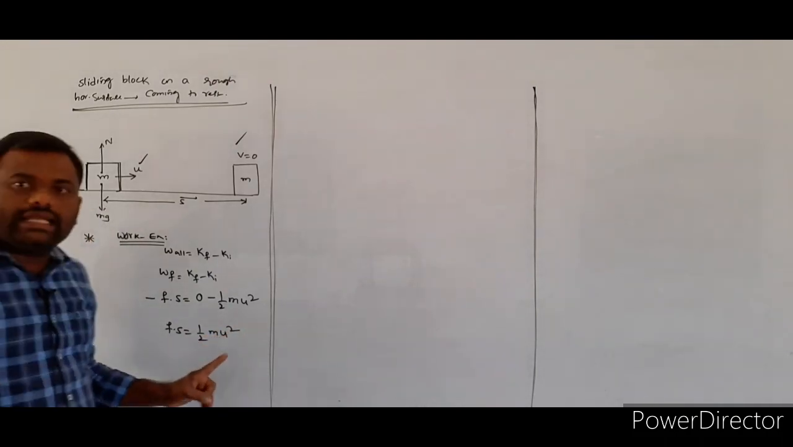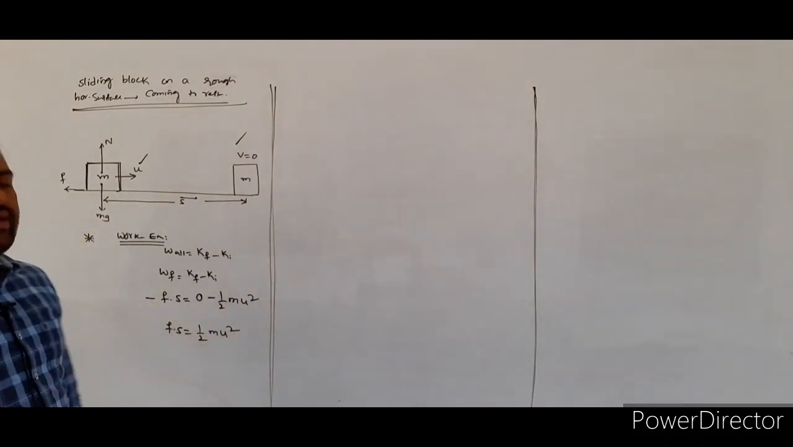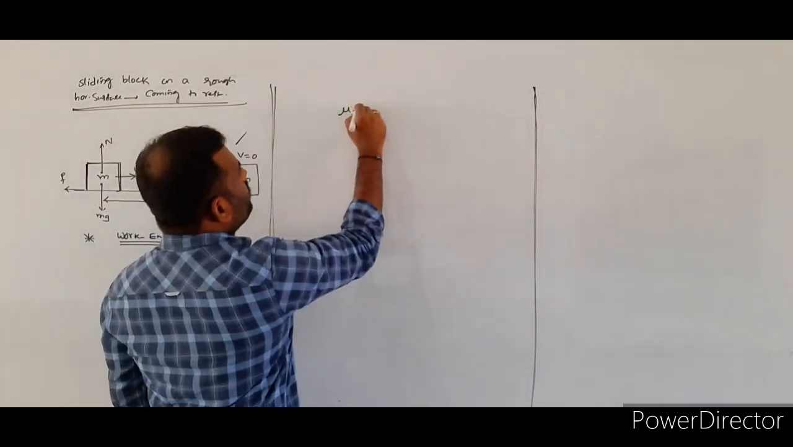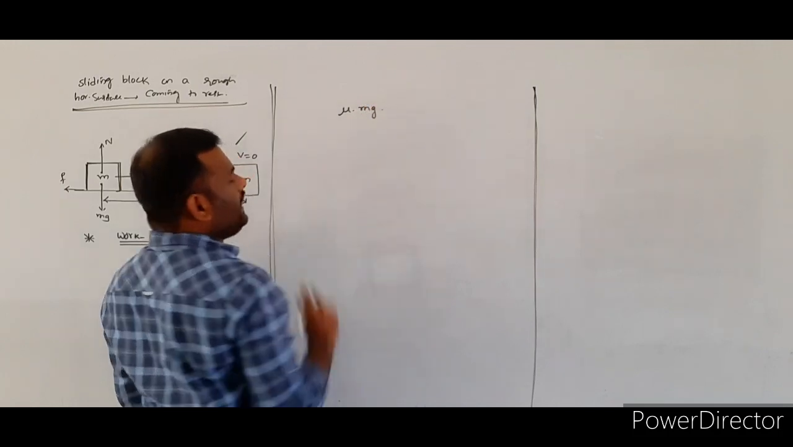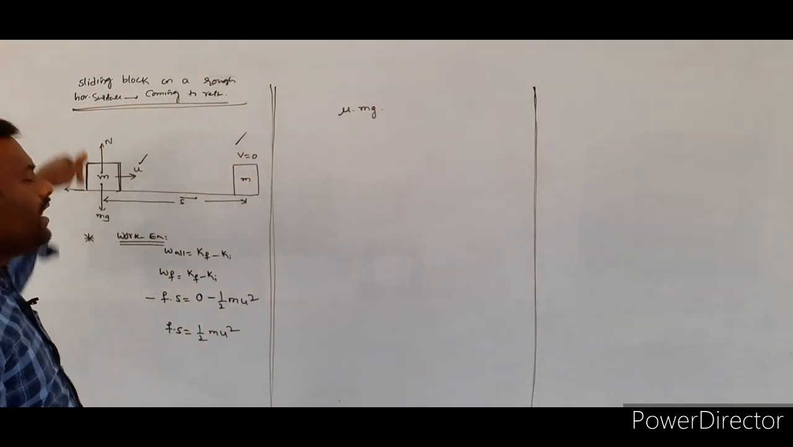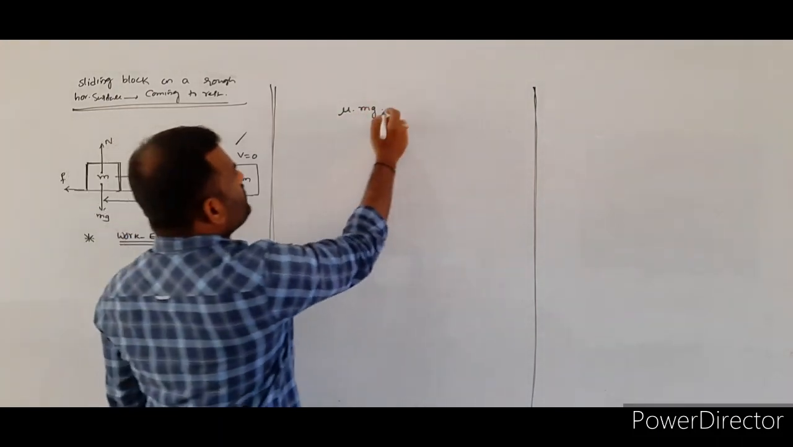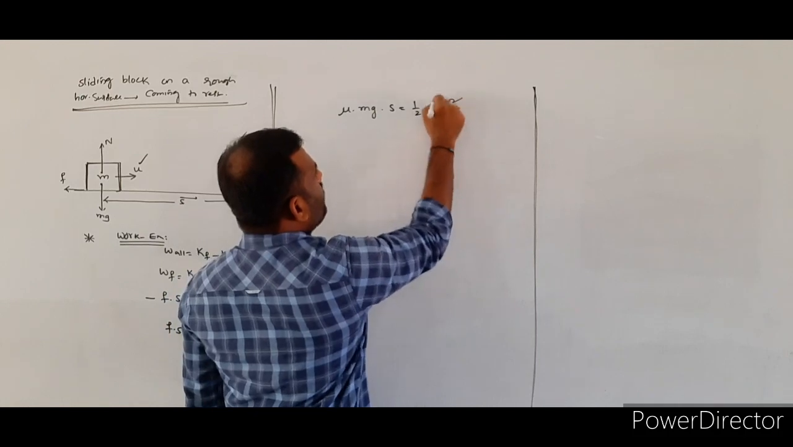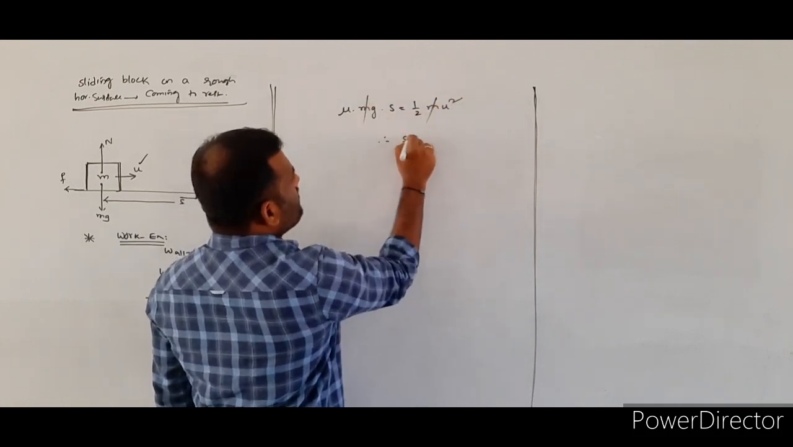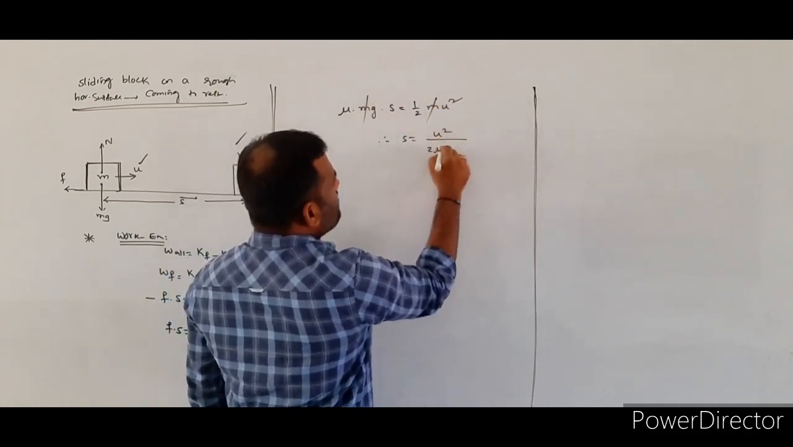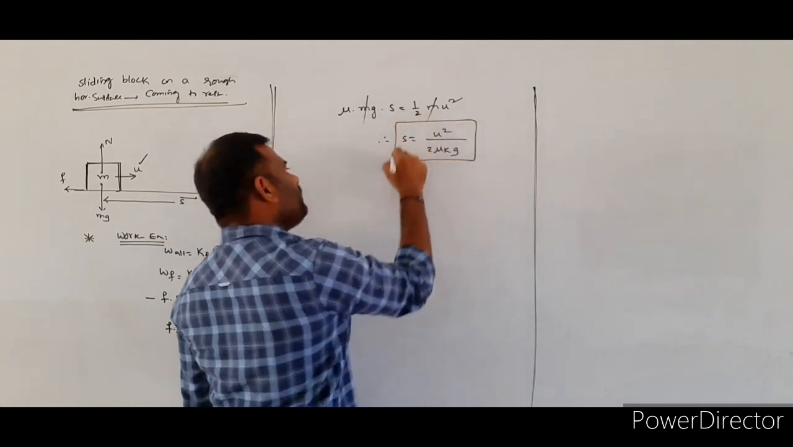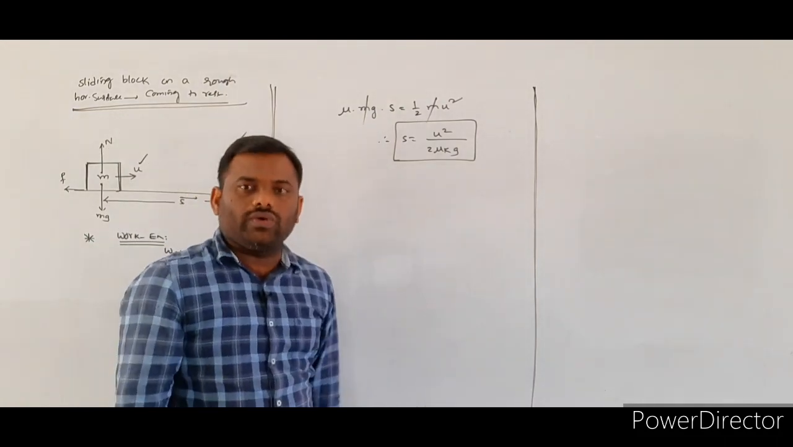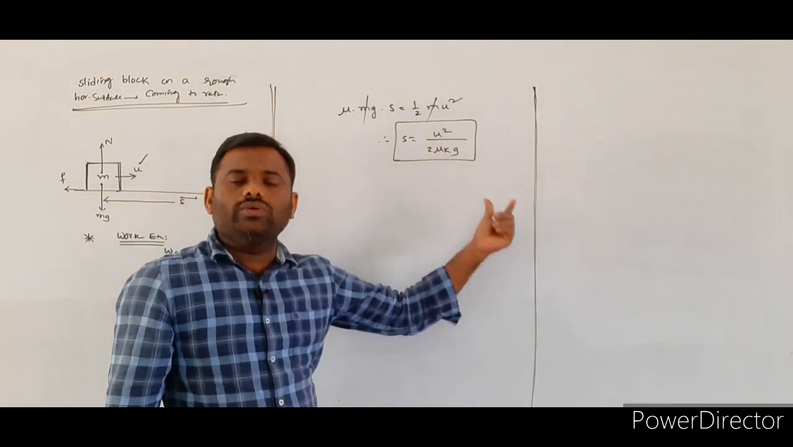F into S is equal to half mu square. Already you know that F is equal to mu into N. Here, in the place of N I will write directly mg, because the surface is horizontal. So mu into mg into displacement S is equal to half mu square. The m gets cancelled. Therefore, the displacement covered by the block before it comes to rest is S is equal to u square by 2 mu k into g.